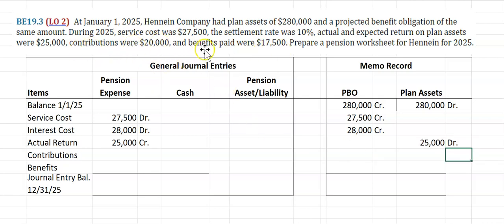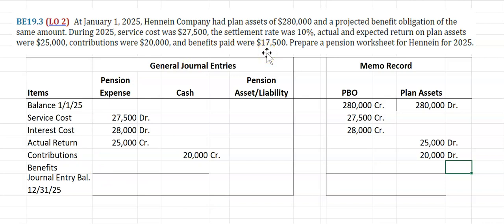Then here, contributions made by the employers. So employers are contributing $20,000. So they are putting $20,000 into the plan. So cash is reducing. So we will credit cash. And then it is being added to the plan assets. So we will add this $20,000 to our plan assets. Of course, plan assets are increasing because of these employer contributions. We'll debit it. Next one is benefits paid by the employer, $17,500.